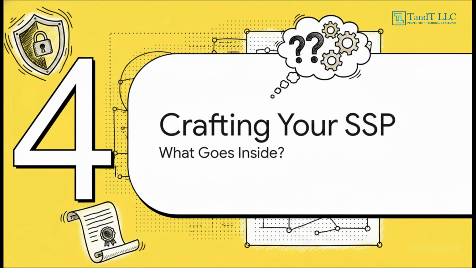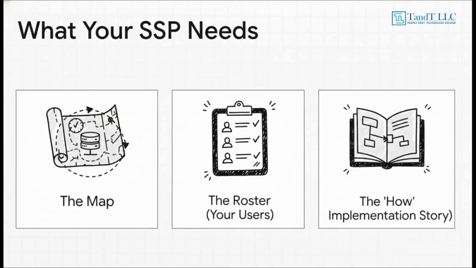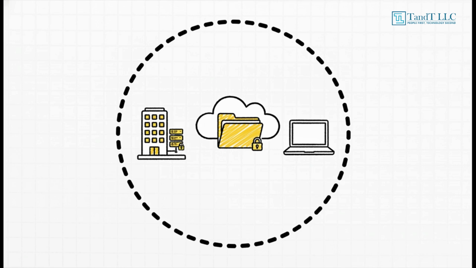So what does the government actually expect to see in this master plan of yours? To keep an auditor happy, your SSP really needs 3 main things. You need a map of your system, a roster of your users, and the story of how you're doing all this security stuff. First up is the map. You have to clearly define where that secret CUI data actually lives. Is it on a server in the basement, a folder in the cloud? You literally have to draw a circle around it. This is what we call your security boundary.